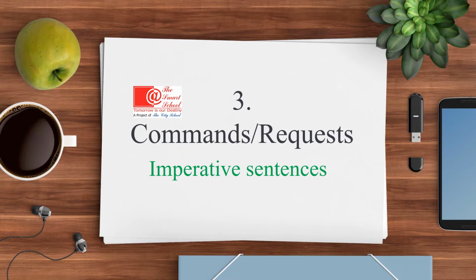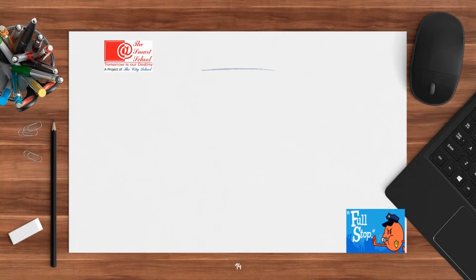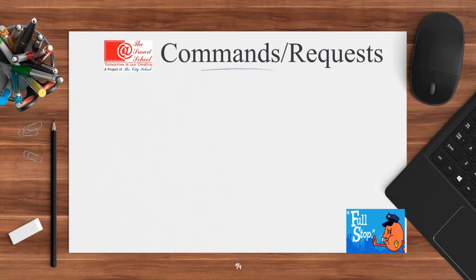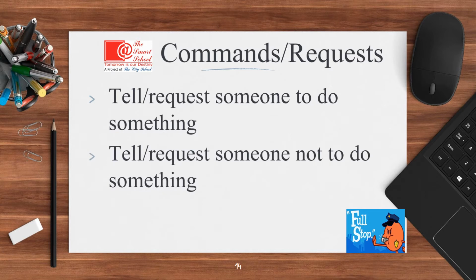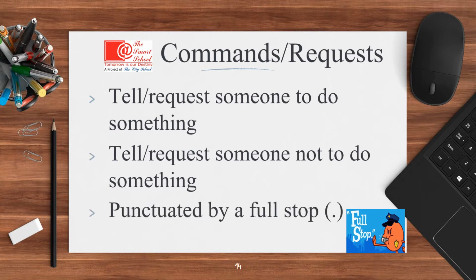The third type of the sentences that we will be discussing today is commands and requests. There is another name for this type of sentences, and that is imperative sentences. Now, in the case of imperative sentences, commands or requests, the sentence usually commands the reader to do something, or requests someone to do something, or requests or tells someone not to do something. And it is also punctuated by a full stop. Again, when a sentence is complete, it is always punctuated by a full stop, exclamation mark, or a question mark.